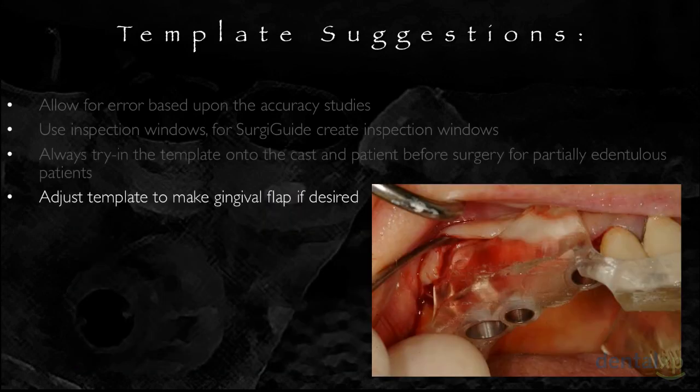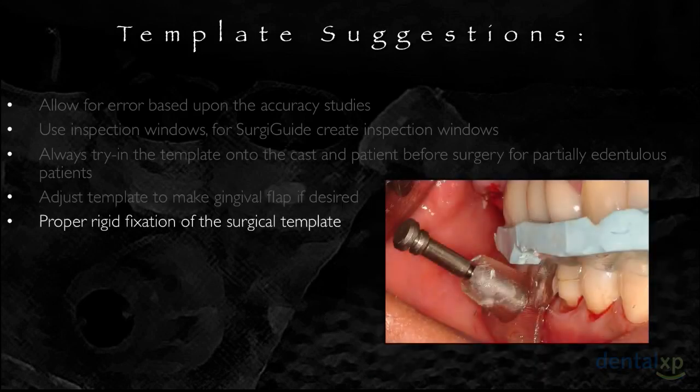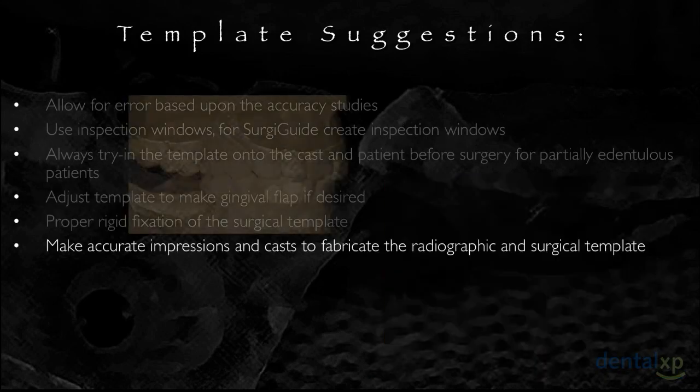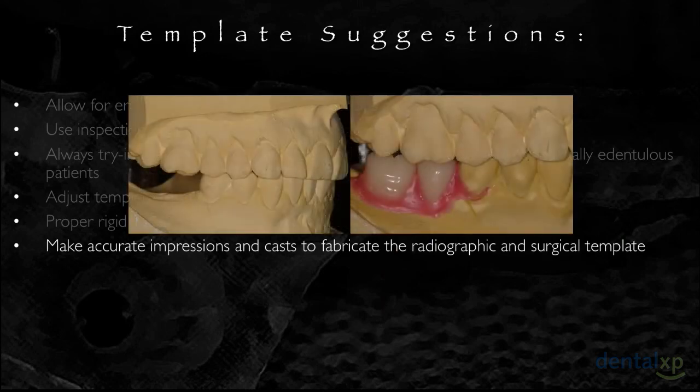You can also use these templates for flapless surgery. You don't have to have flapless surgery. You can do this in traditional means, but you need to make sure that you allow for the space and have proper rigid fixation. And if you do surface mapping templates, make sure that you have very, very accurate impressions so that that transfer can be made correctly.